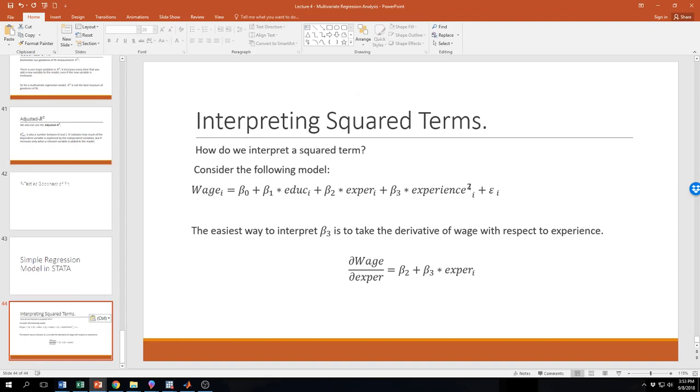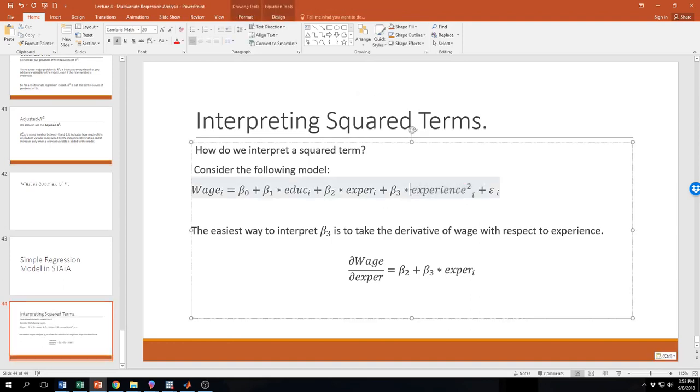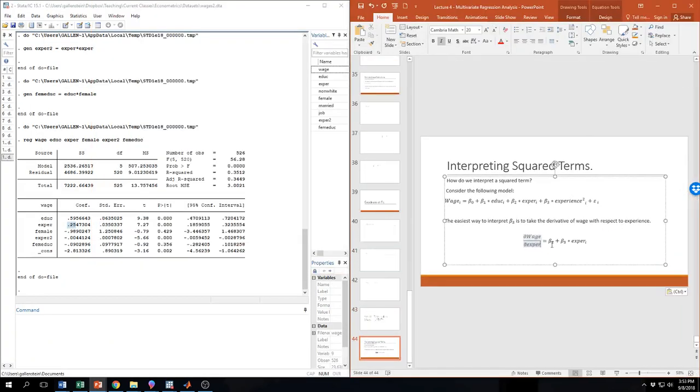We're interpreting experience squared. We've got experience squared in the model. Now, the best way to do this is we take the derivative of wage with respect to experience in order to interpret this. So let's do this. What is beta 2? Beta 2 is 0.254. What's beta 3? These are estimated beta 3s. It's negative 0.004. We're just rounding off.